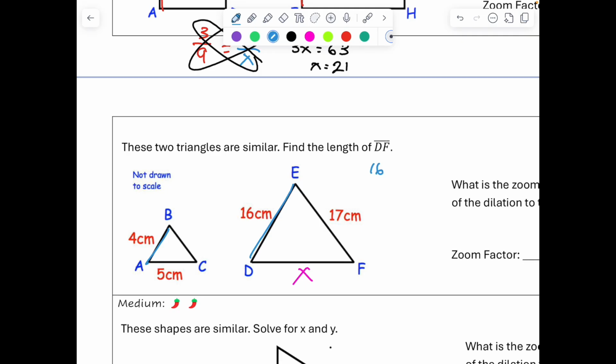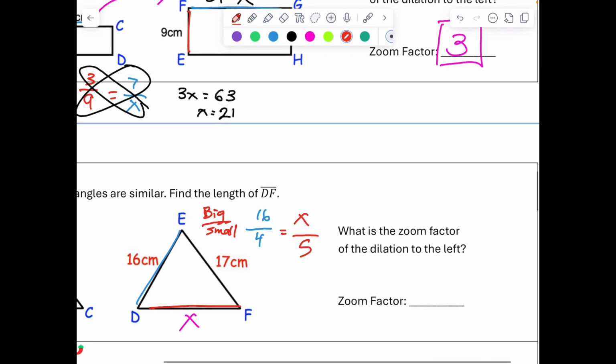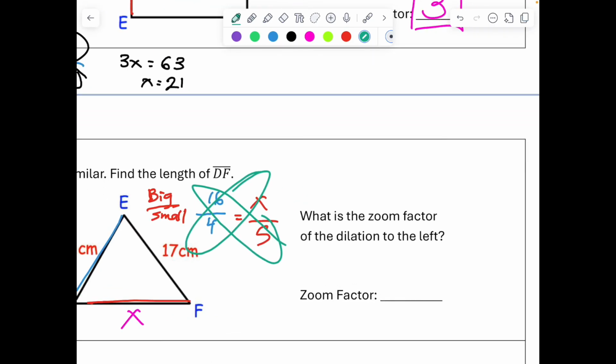Let's do the left side, so let's do 16 over 4. And then let's do the bottom, 5 and x. You know what? X needs to go on top if I'm doing big over small. Okay, then I'm going to cross multiply so that 4x equals 16 times 5, which is 80, and then divide by 4 so that x is 20.